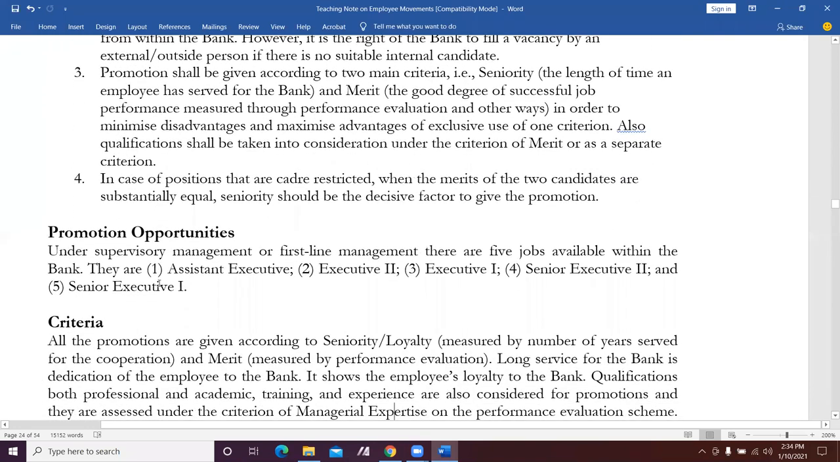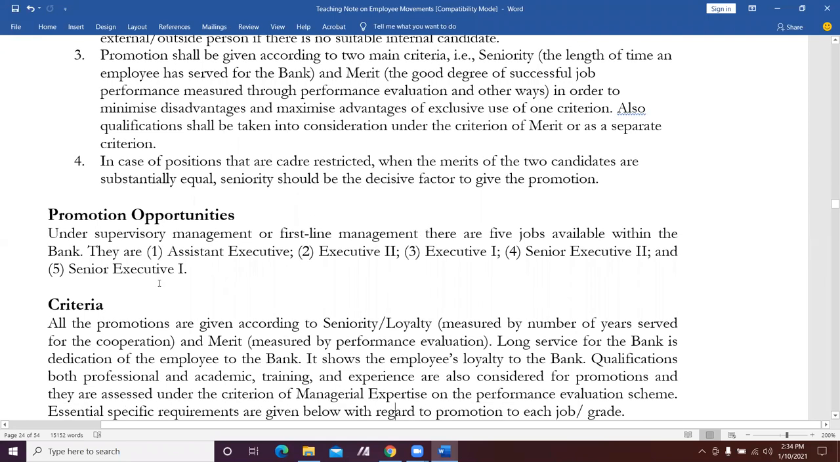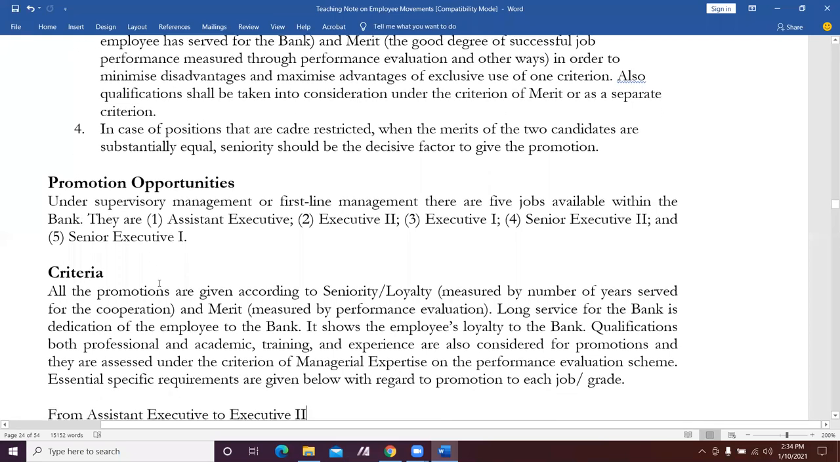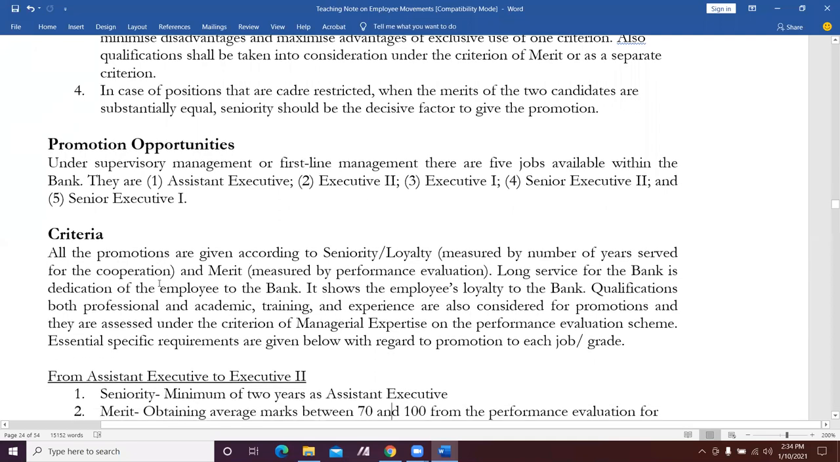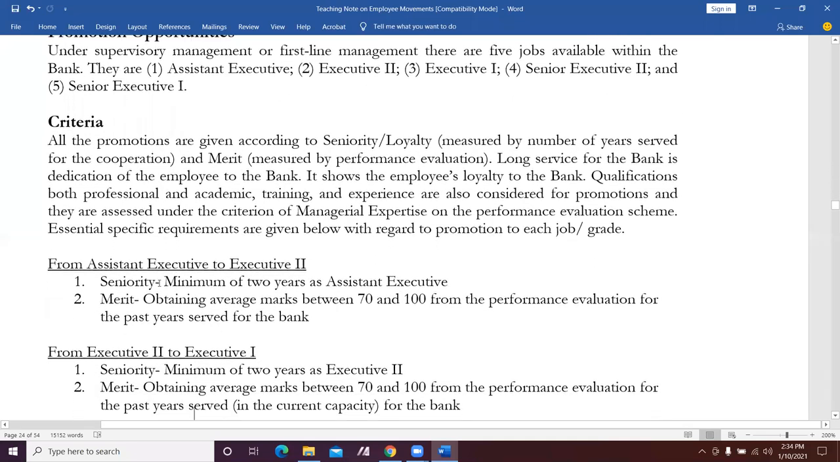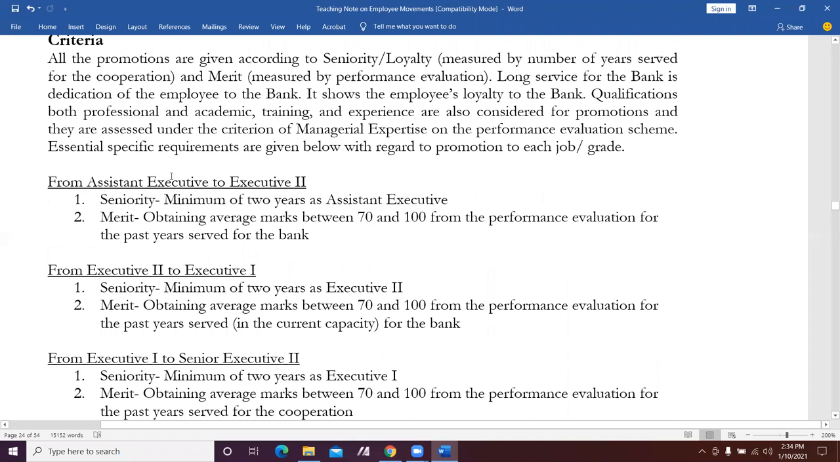Then these are the promotion opportunities: assistant executive, executive 2, executive 1, senior executive 2, and senior executive 1. Entry-level job may be trainee executive or assistant executive. Then criteria. From assistant executive to executive, seniority: a minimum of 2 years as assistant executive. Then merit: obtaining average marks between 70 and 100 from the performance evaluation for the past years served for the bank. So likewise, you can understand.